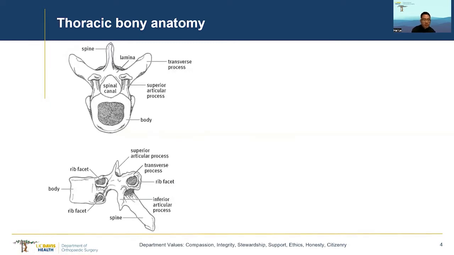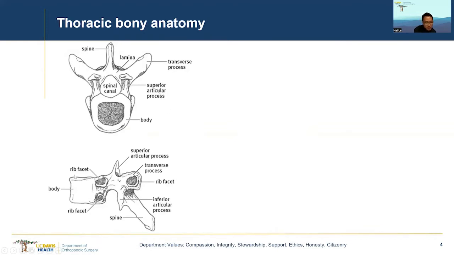And just to review again, on the axial view and the sagittal view, I think we reviewed all of that in detail already. But again, here's the body, here's the spinal canal, lamina, spinous process, transverse process, and it's important to take a look also at the articular processes, which include the superior and inferior articular processes.